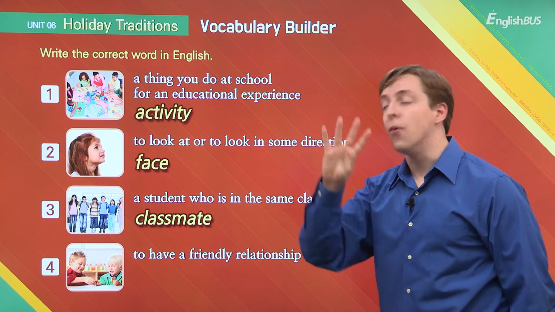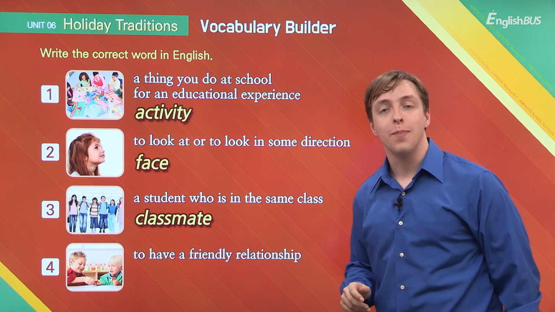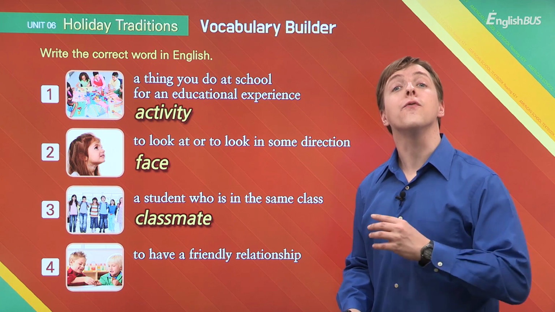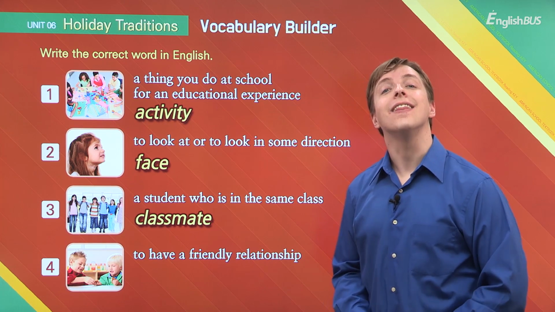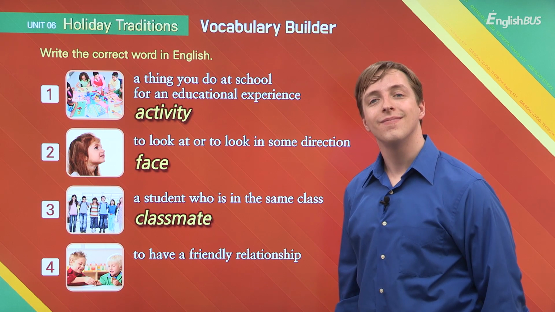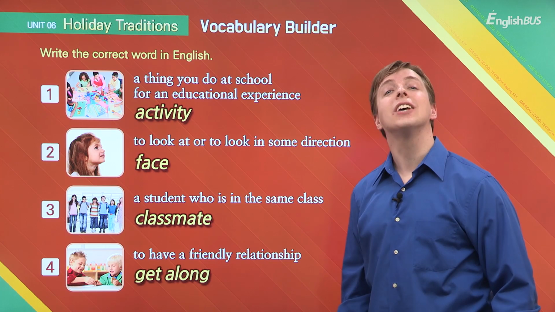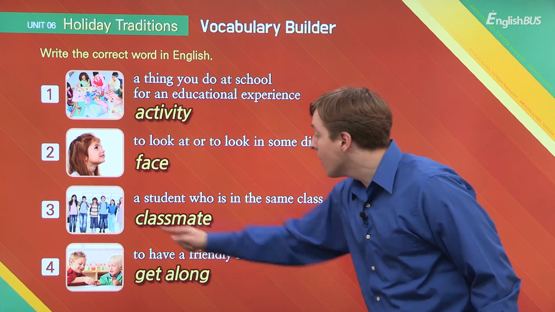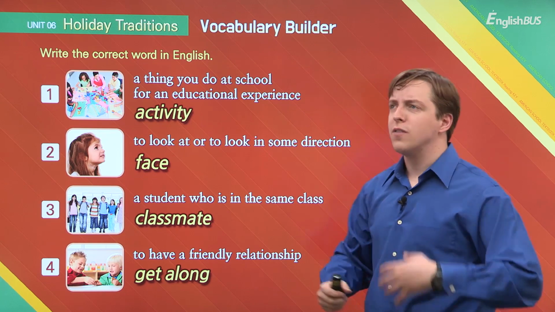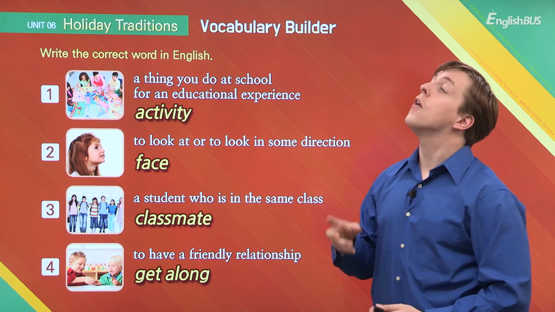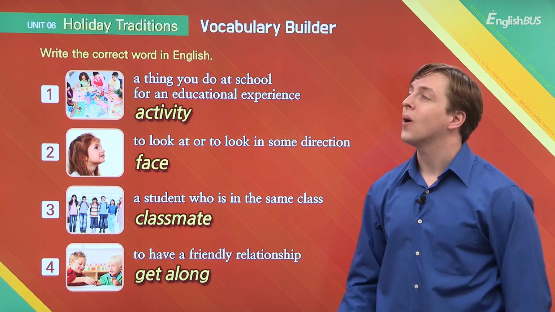Finally, number 4. To have a friendly relationship. This is another verb, another action word. What is this verb? Good job! This is to get along. Remember, these students, they're not fighting or shouting. They have a friendly relationship. They get along.